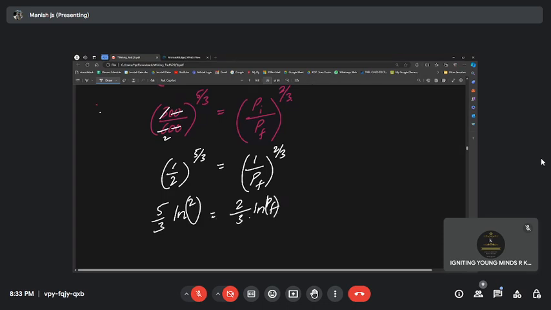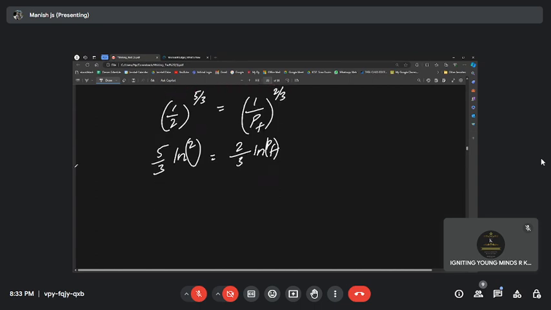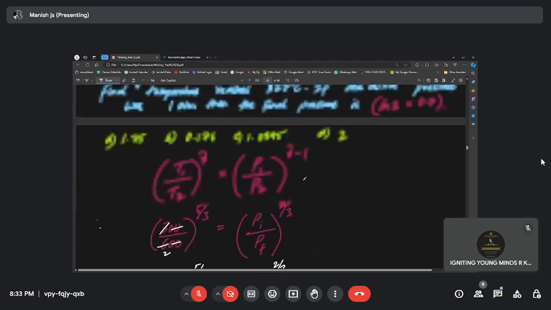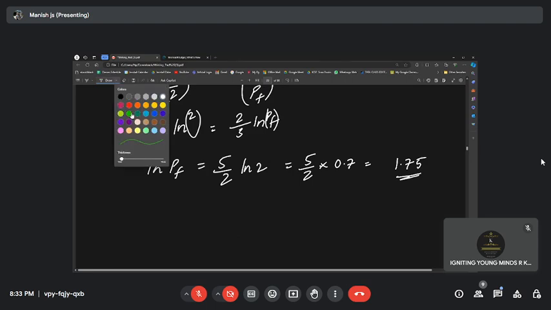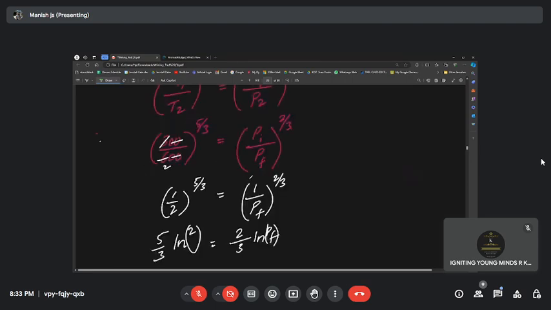What I've written here is the base value. Then substitute it. So you know that ln Pf equals 5 by 2 ln 2. Simplifying it, 5 by 2 times ln 2, which is given in the question as 0.7. Simplifying it, you will be getting 1.75. So that's the answer. The answer is 1.75. This is how you calculate.